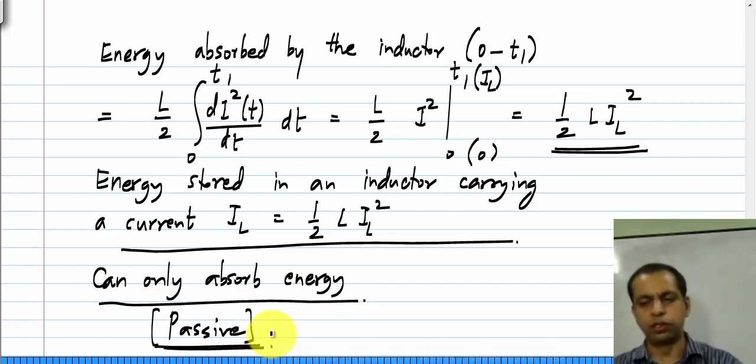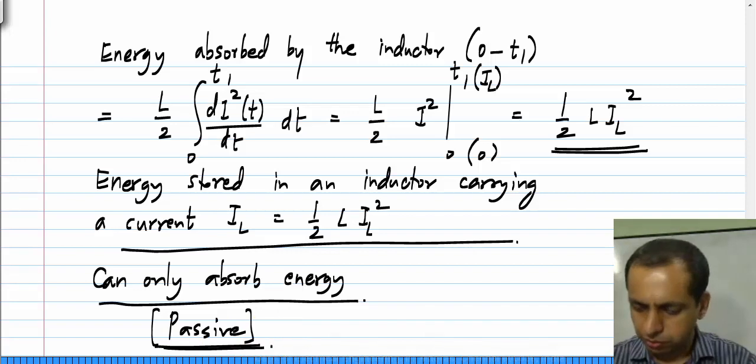So, the inductor is a passive element. So, in many respects it is similar to a capacitor. In case of the capacitor, I went into more detail. The inductor I treated a little more quickly, because mathematically they are very similar. Okay. So, now I will quickly take a numerical example for the energy in an inductor.